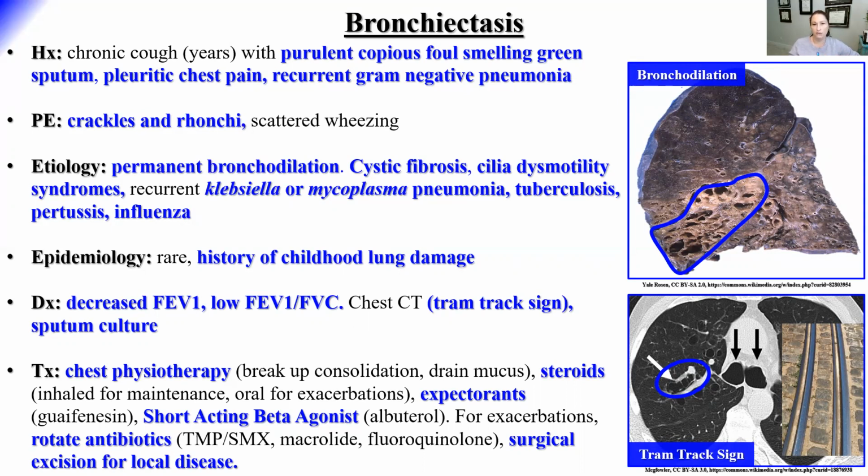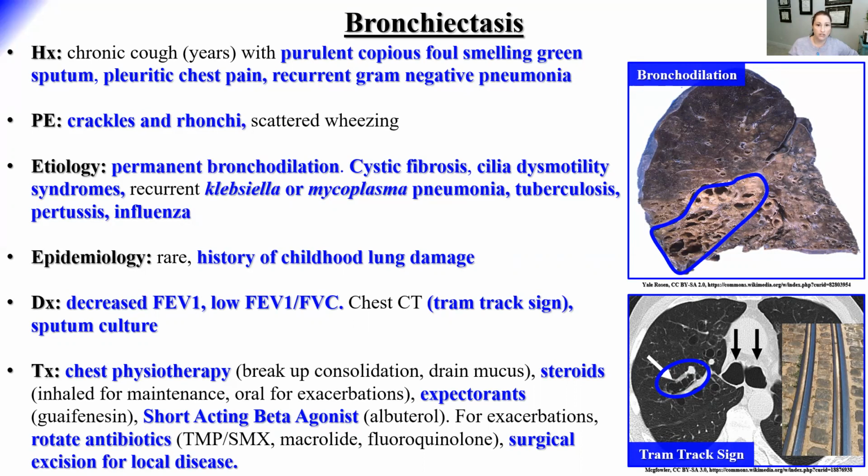On physical exam, you have something kind of non-specific: crackles and rhonchi, scattered wheezing throughout the lung fields. For the diagnosis, remember it's obstructive, so a decreased FEV1 and a low FEV1 over FVC. On chest CT, you may see something called the tram track sign. Remember, we talked about that in our specifics. Look at the bottom part here. It kind of looks like this open area with a line. So that's a chest CT, you'll see a tram track sign.